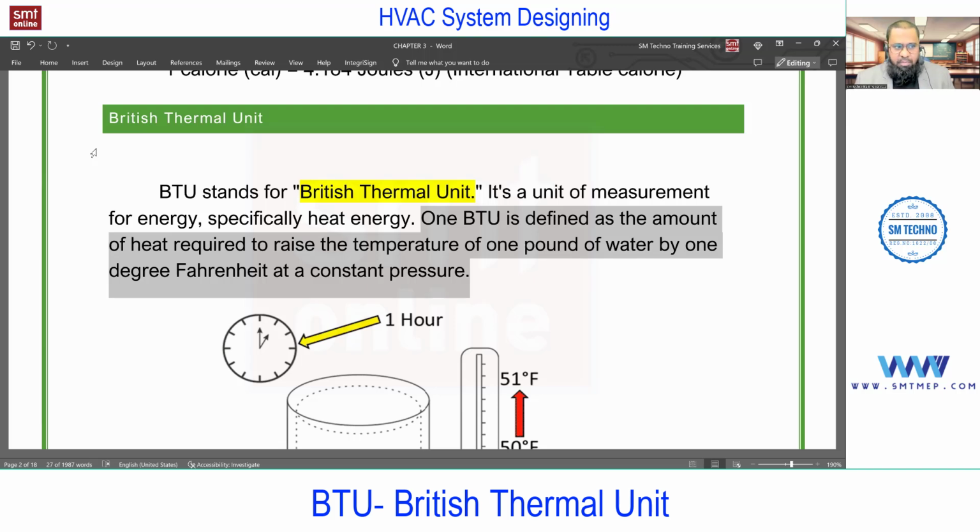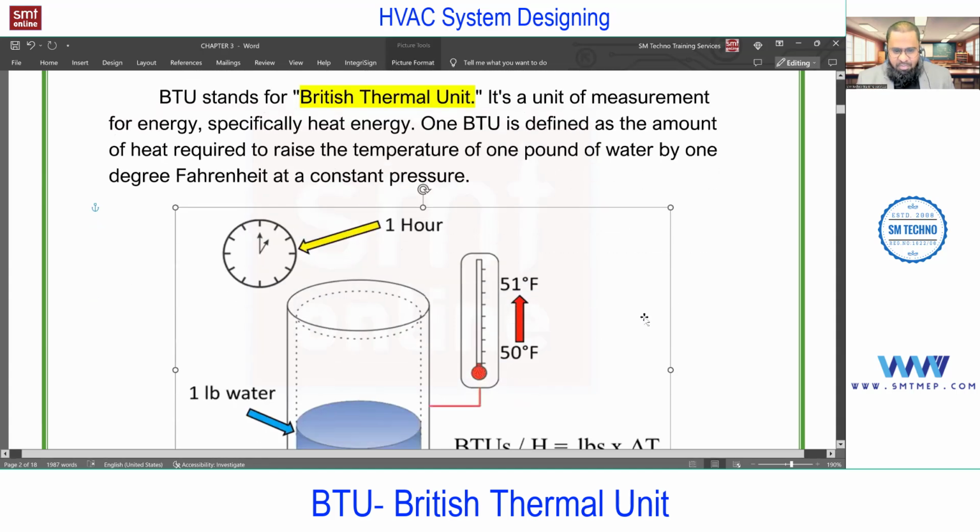So what do you think? Is this 1 BTU a large amount of heat or just a limited amount? Limited. Yeah, because 1 BTU is the heat energy required to increase 1 degree Fahrenheit of what? 1 pound of water. So it's a very limited amount of heat energy at constant pressure.